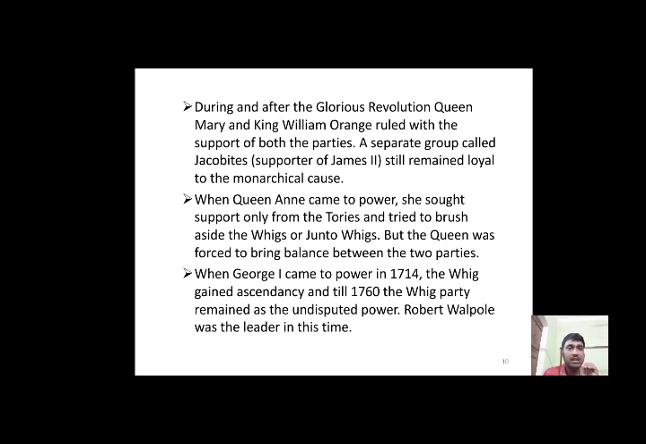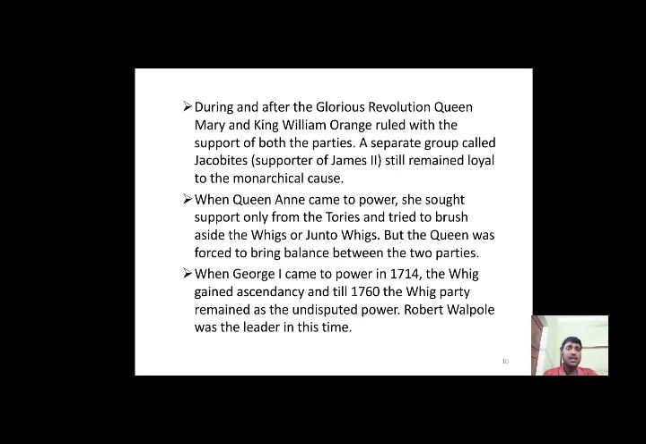So Queen Anne was not initially a monarch who sought support from both the parties. She was a monarch who sought support only from the Tories, and she did not at all care for the Whigs or the Junto Whigs.